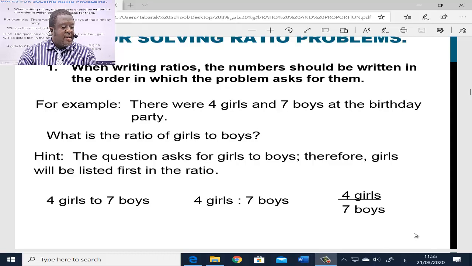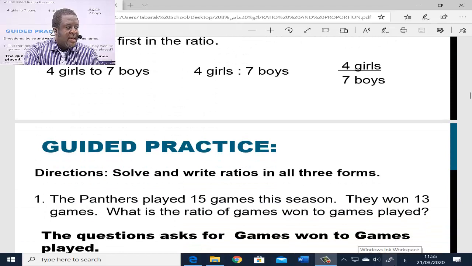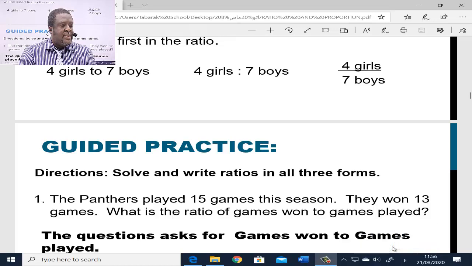As I said earlier, we have 3 ways of writing them. The first way will be 4 girls to 7 boys, then 4 girls to 7 boys by using the colon sign, and 4 girls out of 7 boys by using the fraction way. We also have a guided practice here, and the direction is to solve and write ratios in all the 3 forms.